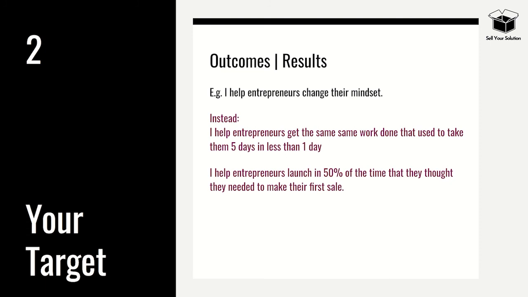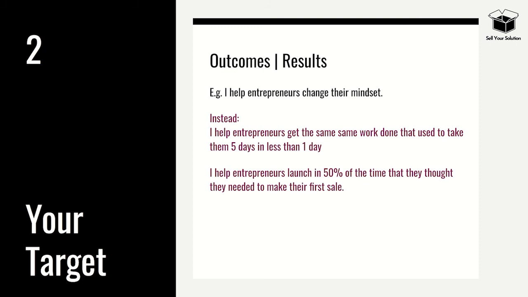So instead of saying, I help entrepreneurs change their mindset, you can say, I help entrepreneurs get the same work done that used to take them 5 days in less than 1 day. Or I help entrepreneurs launch in 50% of the time that they thought they needed to make their first sale. That's a specific outcome. That's what they want. They see those results that you put in that sentence and they say, that's what I want. I want to launch in 50% of the time. Instead of working 5 days, I want the same results in 1 day. That makes all the difference.